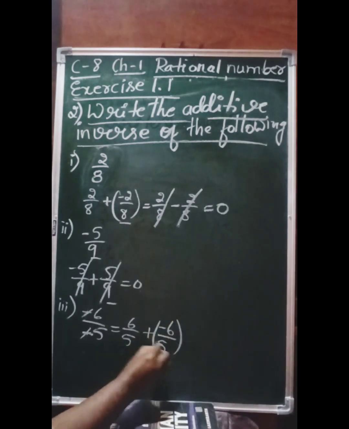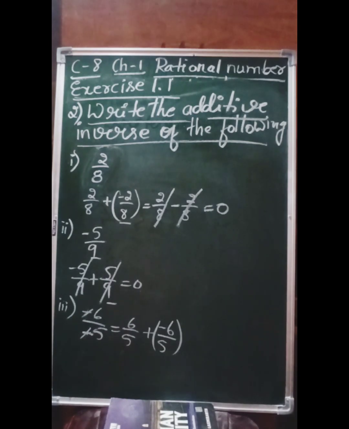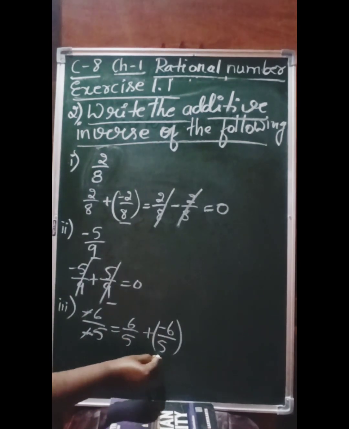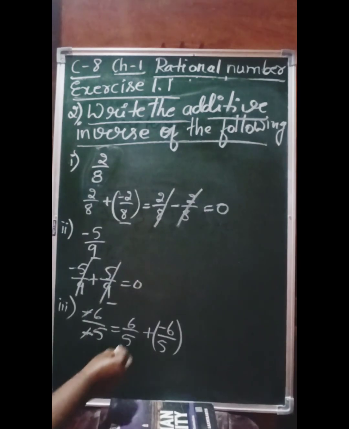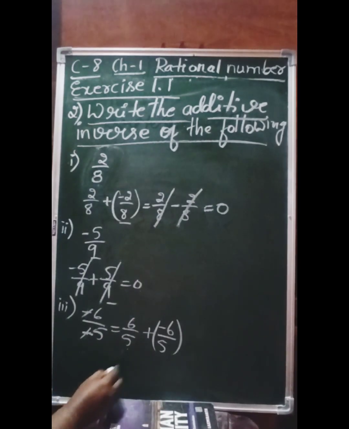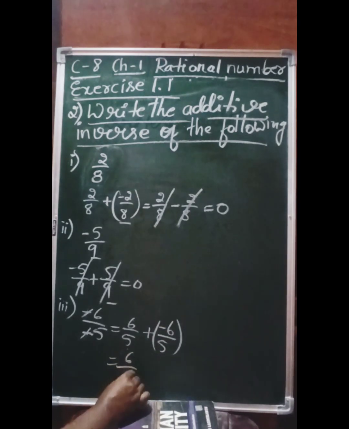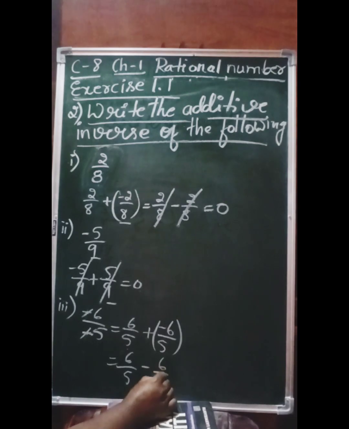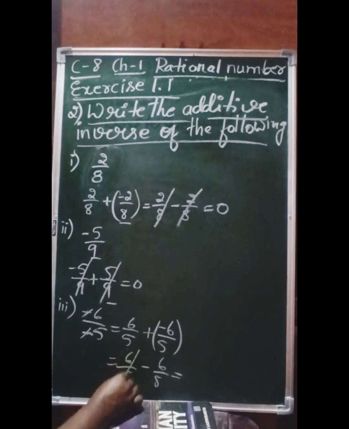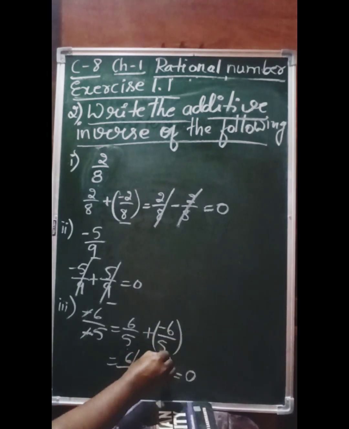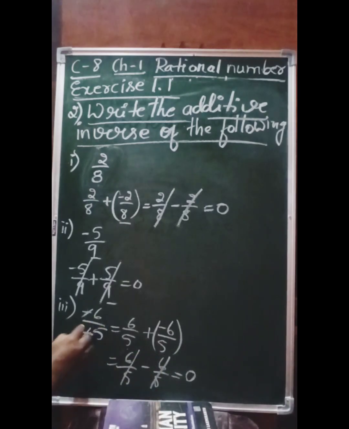Don't consider minus 6 minus 5, again it will become plus 6 by 5. For any one term, either for 6 or 5, consider the negative. So plus 6 by 5 and minus 6 by 5 will get cancelled. You will get 0. So minus 6 by 5 is the additive inverse of the minus 6 divided by minus 5. So here you have to be little careful.